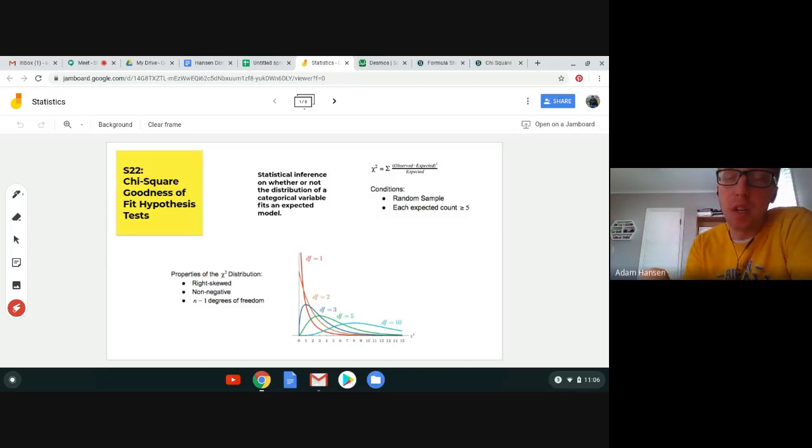The conditions for a chi-square goodness of fit test are outlined here. I need to have a random sample of data where each expected count in the categorical variable categories is to be more than 5.